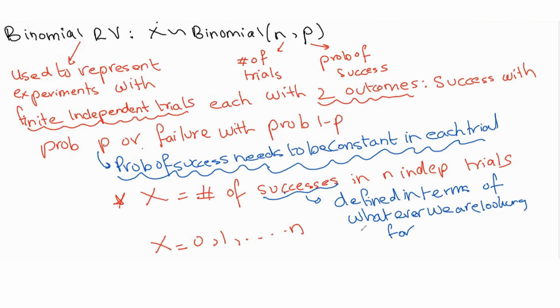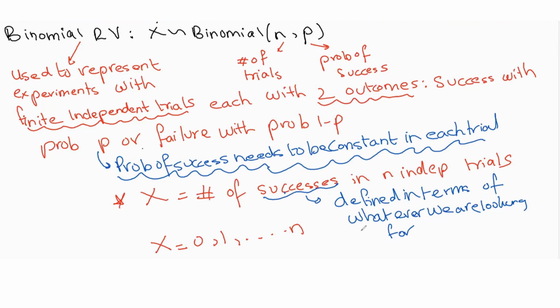Let's consider an example. Say you toss a coin 10 times, and we are interested in the number of times we get a head. Now we can represent this with a binomial random variable, as we have 10 finite trials and we know each coin toss is independent. So we have finite independent trials and we have two outcomes. We either get a head or we get a tail. And the probability of success is also constant in each trial, because the probability of getting a head in each trial is always 1 by 2.